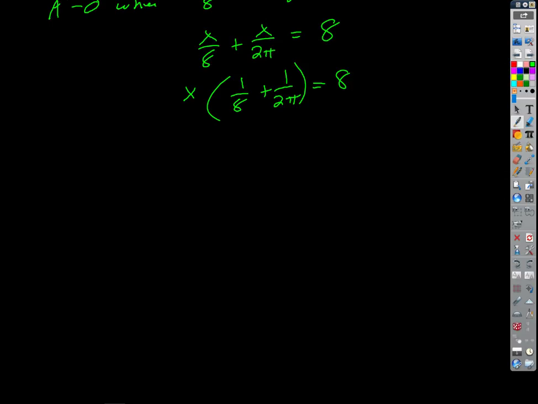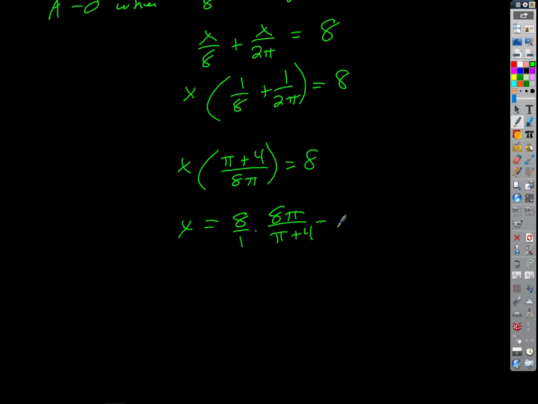Let's make this into one fraction, how about? If I set up a common denominator, I could just multiply this one by pi over pi, and this one by 4 over 4, right? So I'm gonna get x times pi plus 4 over 8 pi equals 8. So if I multiply by the reciprocal, what do I get? 8 times 8 pi over pi plus 4, which is 64 pi over pi plus 4.